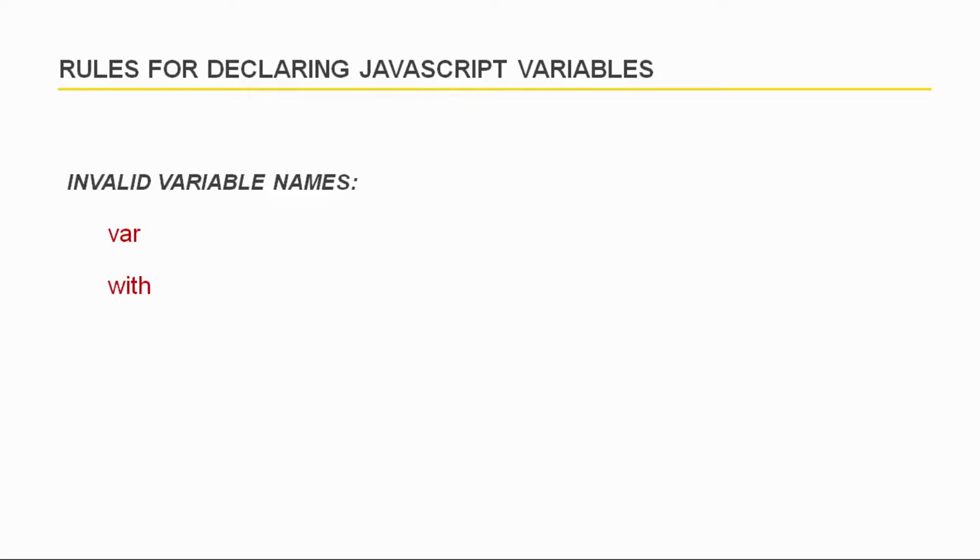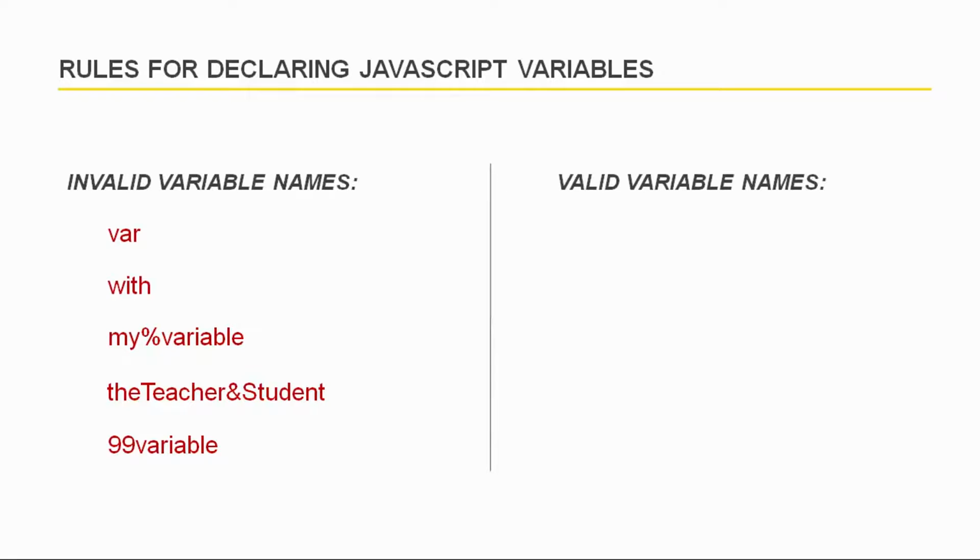Certain characters are also forbidden in variable names. For example, the percentage sign and the ampersand sign. You are allowed to use numbers in your variable names, but the variable name must not begin with a number. So 99variable as a variable name is not okay.